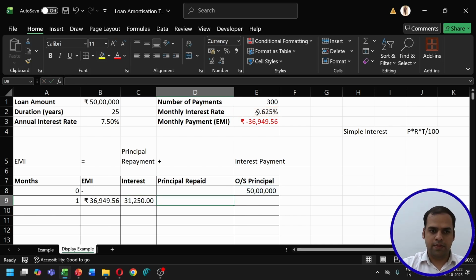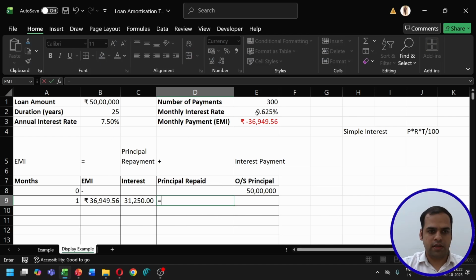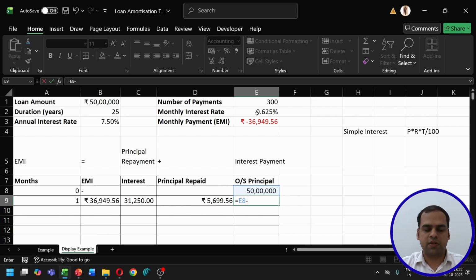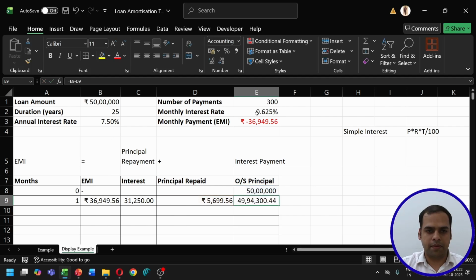Now to calculate the principal repaid from this EMI, it will be EMI minus the interest payment. And to calculate the outstanding principal, it will be 50 lakhs, or the outstanding principal at the beginning of the period, minus the principal repaid. It will be 49 lakh 94,000.